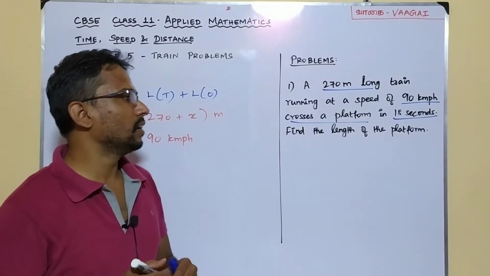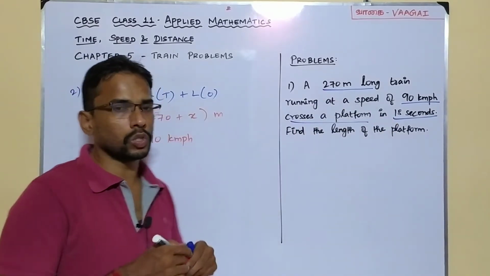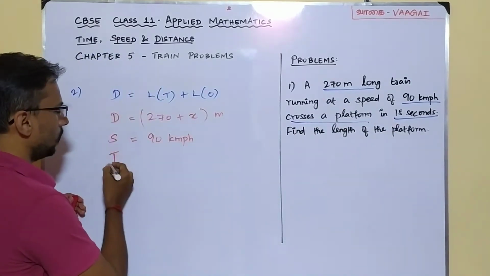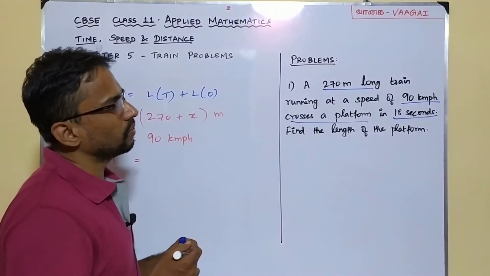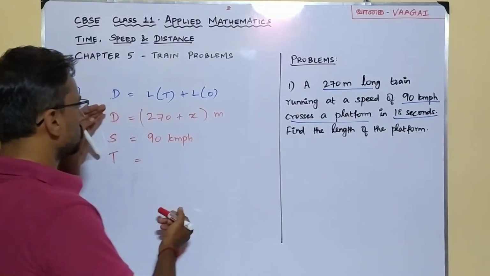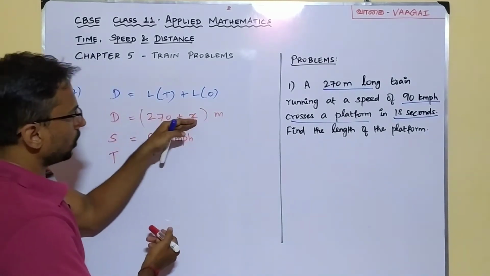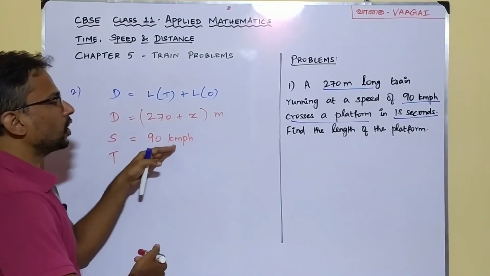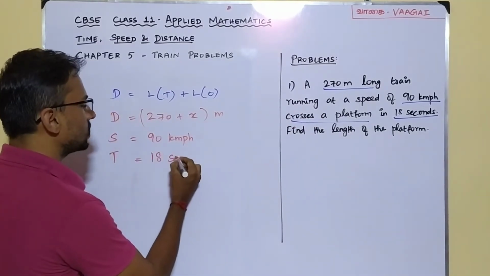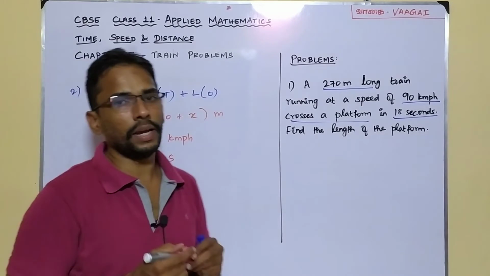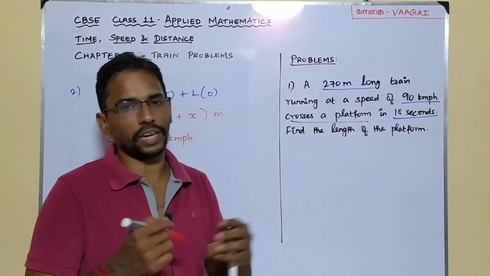And last, we have the time taken also. So what is the time? Time t, I'll mention it as t. So time taken is also given. It is given to be 18 seconds. So this train is going to cross this platform at a speed of 90 km per hour, and it is taking how much time? Taking a time of 18 seconds. So time taken is also given in terms of seconds.